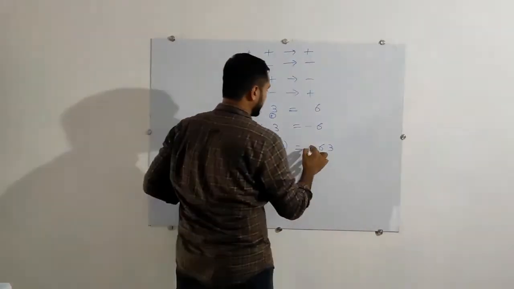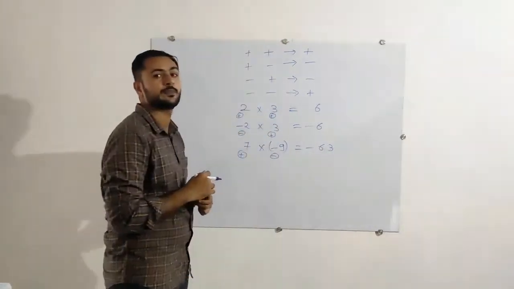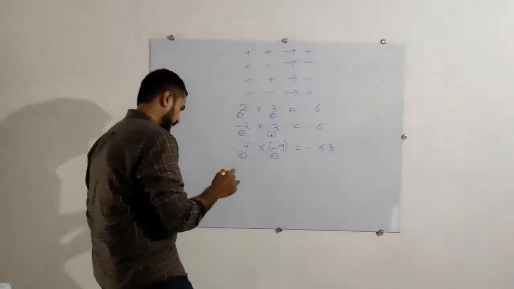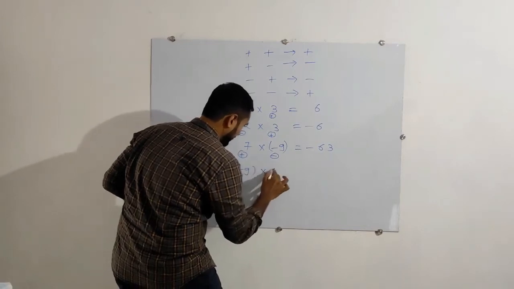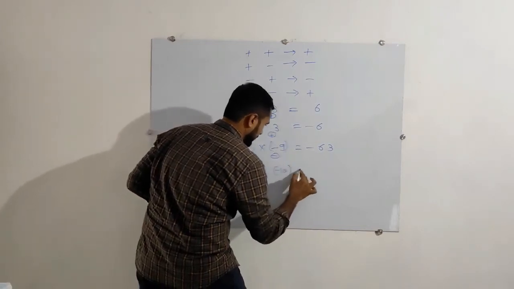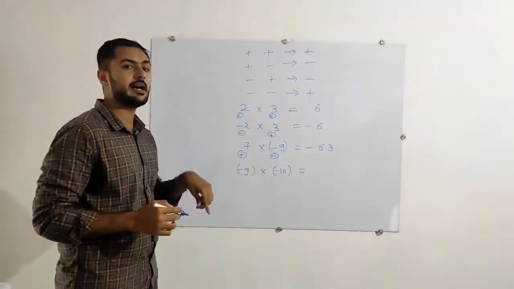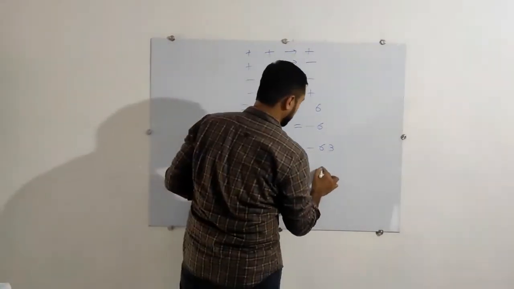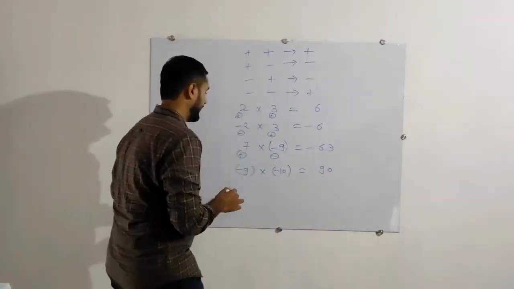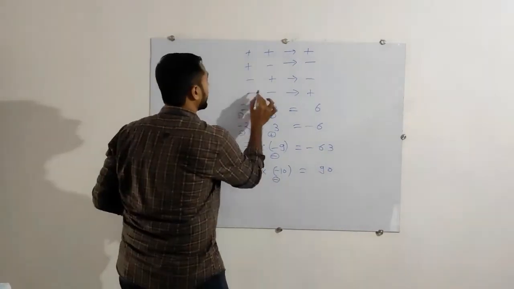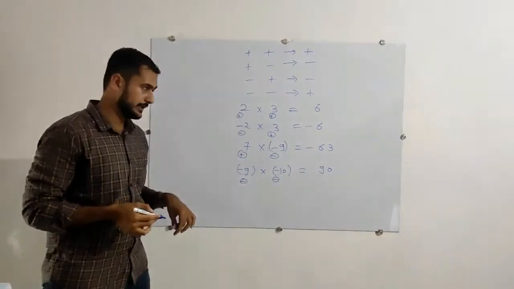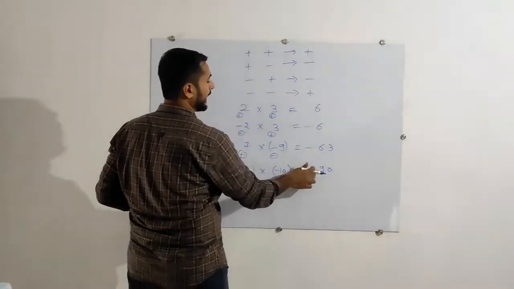Minus. So we need to put a minus sign over there. And at last, one more: minus 9 multiplied by minus 10 is equal to 9 tens are 90. Now identify the signs. Here is minus, here is minus. Minus minus is plus. So no need to write plus over there.